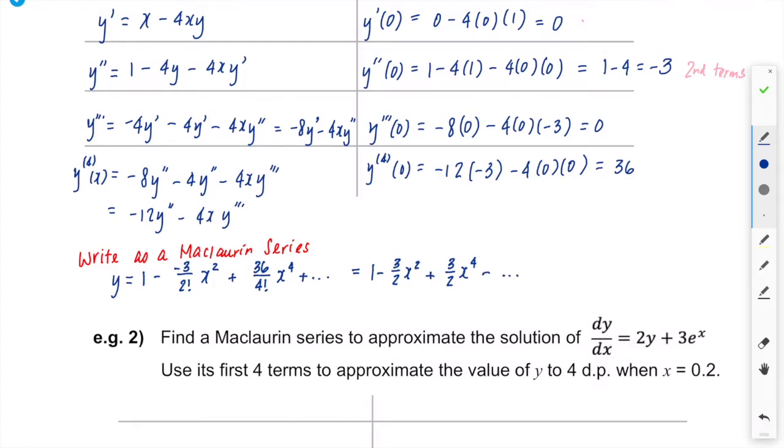And this is the particular solution to the differential equation that we got. Okay.